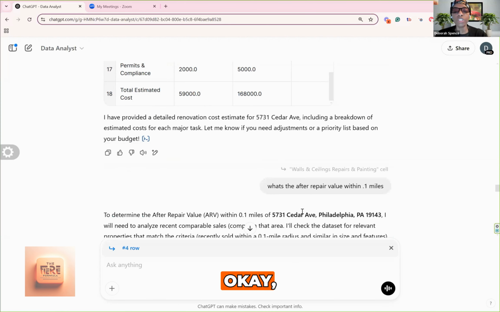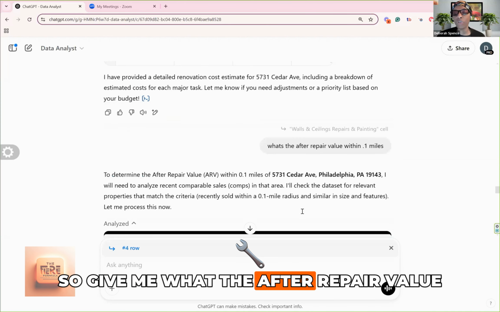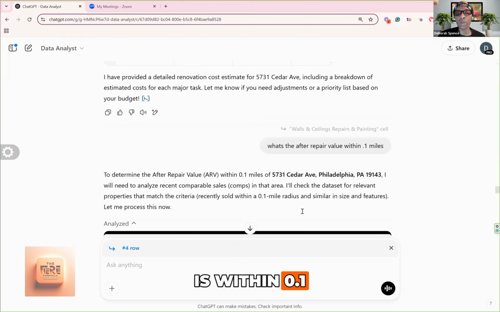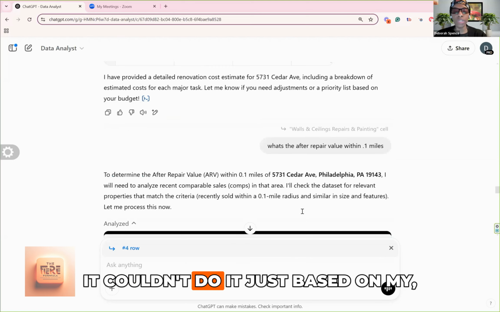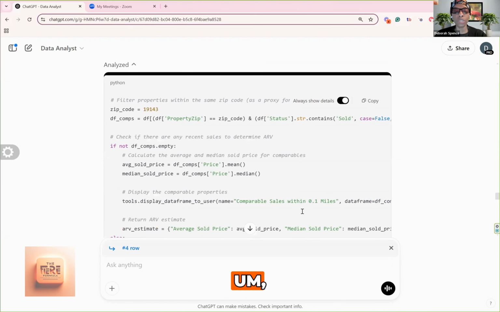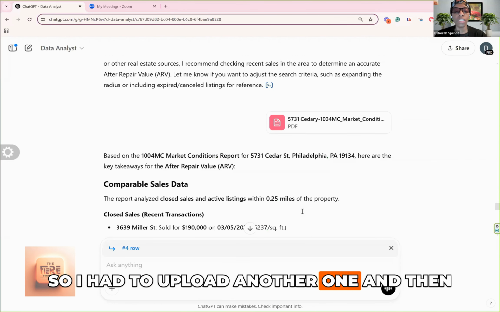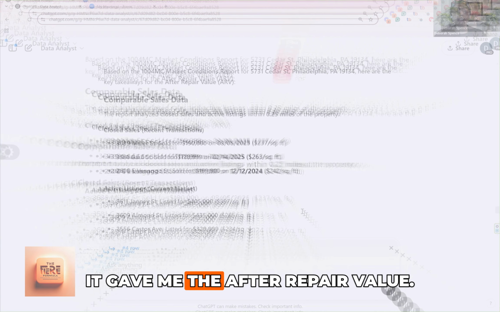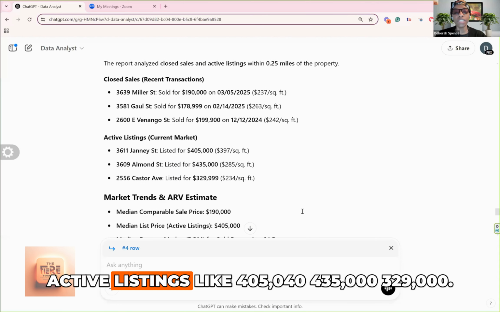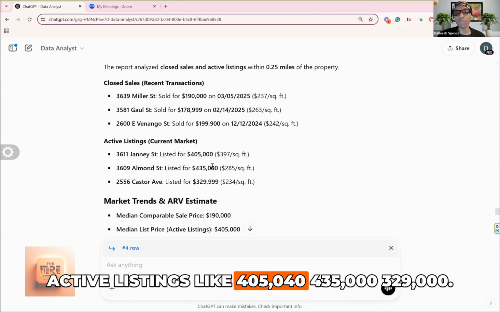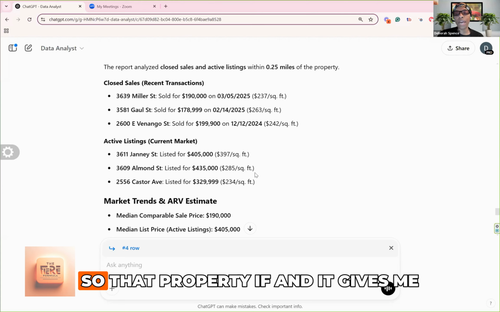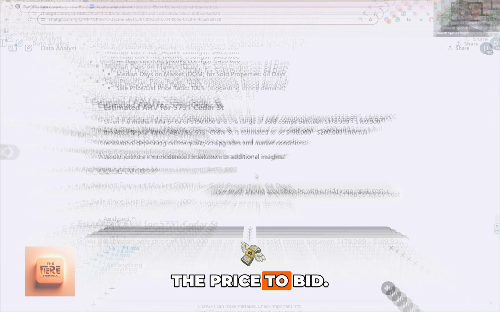So I said, okay, give me what the after repair value is within 0.1 mile. It couldn't do it just based on my spreadsheet, so I had to upload another one, and then it gave me the after repair value. So these are the closed sales, recent closes, and active listings. Look, 405,000, 435,000, 329,000. And it gives me the price to bid.